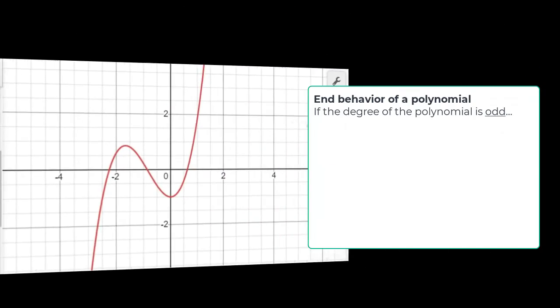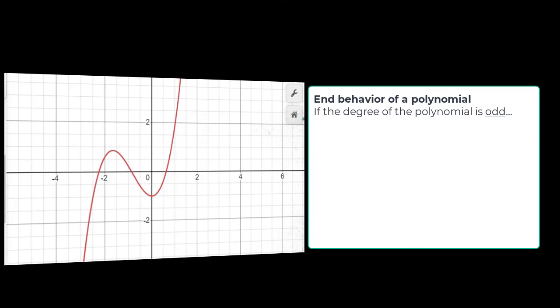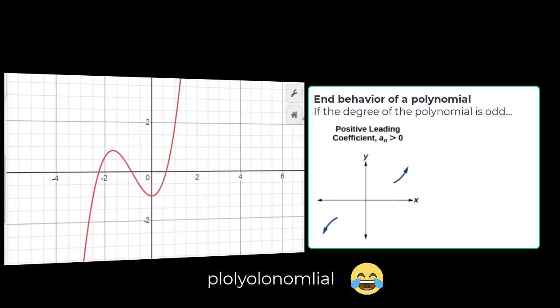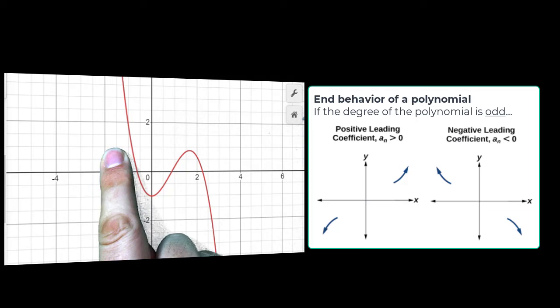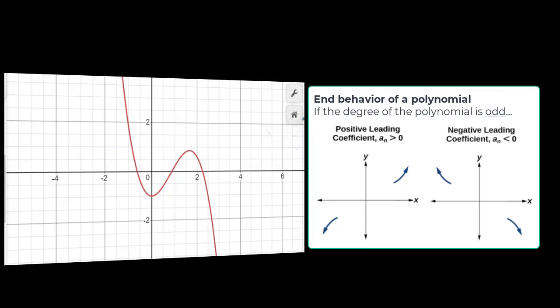If the polynomial's degree is odd and the leading coefficient is positive, then we have the end behavior like this: down on the left, up on the right. If, on the other hand, the leading coefficient is negative, then we have the reverse end behavior. We have up on the left and down on the right.